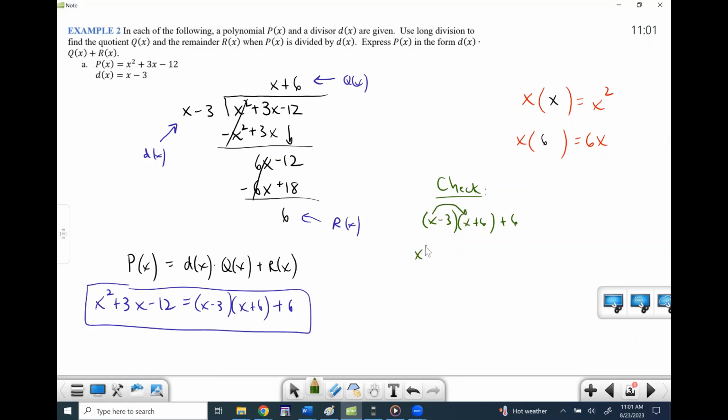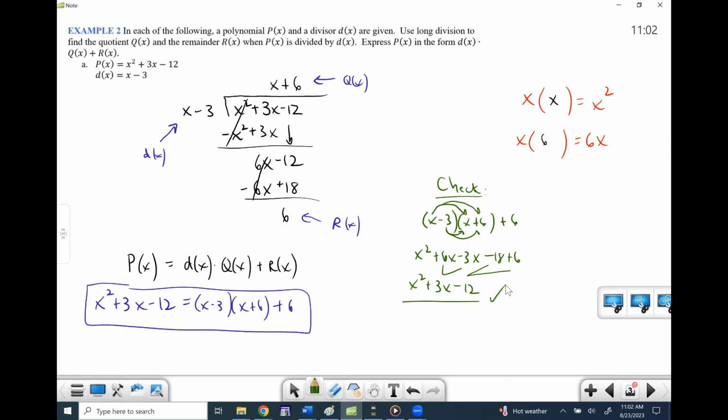So we got x squared plus 6x minus 3x minus 18 plus 6. Well, when we combine these two, we're going to get a 3x. And when we combine these two, we're going to get a negative 12. And you can see that that matches the original dividend. So this indeed checks out.